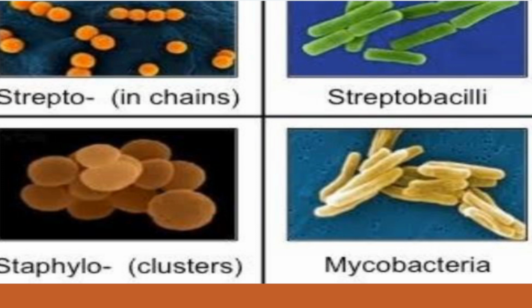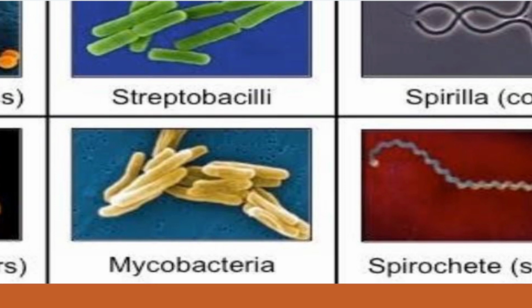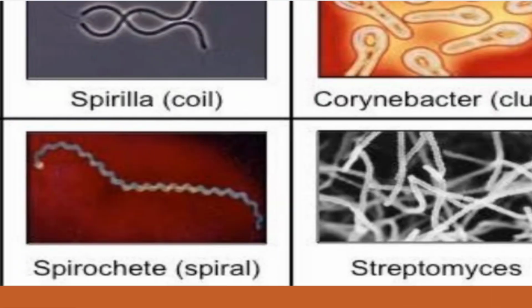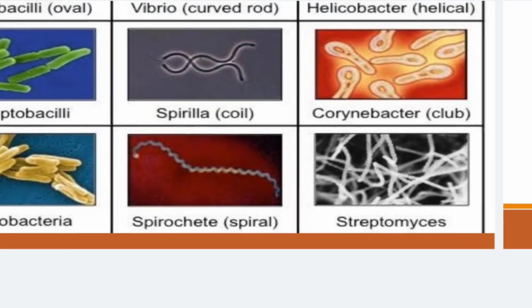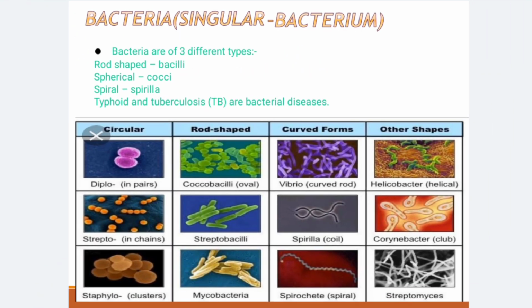Next you can see Staphylo. These are present in clusters, that is groups. Staphylococcus, round bacteria present in groups. These are the smallest form of bacteria, known as Mycobacterium. Another form you can see which is elongated spiral, Spirochete bacterium. And the last one is Streptomyces, which is present in network form. So these are the different shapes of bacteria which are generally found in our environment.